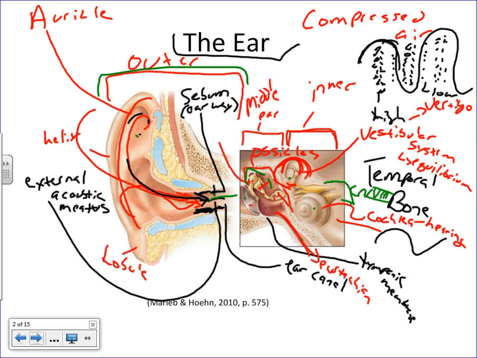Okay, and we're going to be breaking down these structures more individually as I go throughout this talk. But again, you need to be aware of all this. And again, make sure you understand that this is all located within the temporal bone.